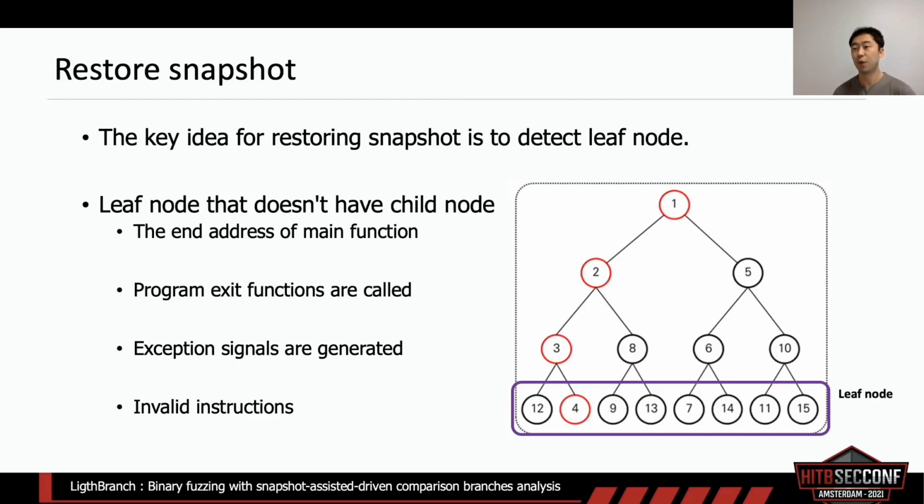If a program is no longer executing for some reason, we regard this last node as a leaf node. So we restore the snapshot if it's at the end of main, or at the call to the exit function, or we catch some process exception. Also, we need to check invalid instructions because we pass control flow to different nodes. We continued taking snapshots until we met this kind of stop point.